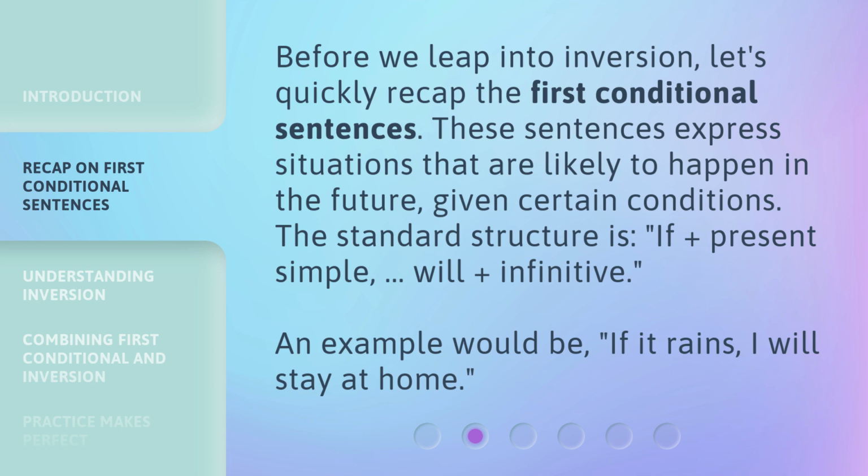Before we leap into inversion, let's quickly recap the first conditional sentences. These sentences express situations that are likely to happen in the future, given certain conditions. The standard structure is if plus present simple, will plus infinitive. An example would be, if it rains, I will stay at home.